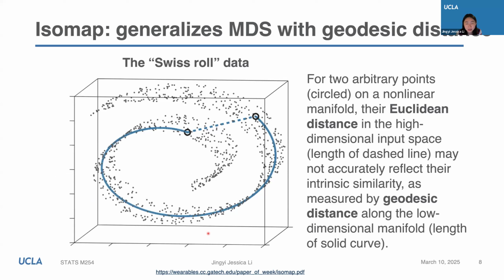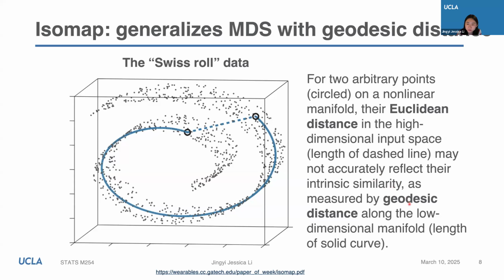And so before we show the face data set, let's look at the Swiss roll data, the famous example. So here you see the data points are lying on the Swiss roll in a 3D space. In this case, the subspace is two-dimensional, right? The Swiss roll just has a surface that rolls up, but it's not linear in the 3D space. So in this case, for two arbitrary points here and here on a nonlinear manifold, their Euclidean distance in the high-dimensional input space, the 3D space here, may not accurately reflect their intrinsic similarity, because you see the Euclidean distance is actually short between the two points, but the distance following the manifold is long, right? So in this case, the Euclidean distance doesn't reflect this.